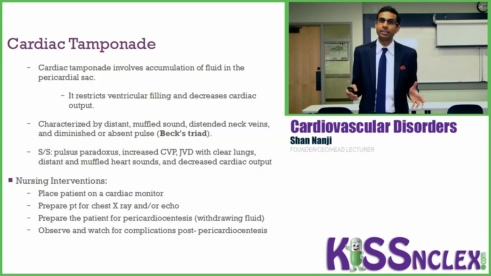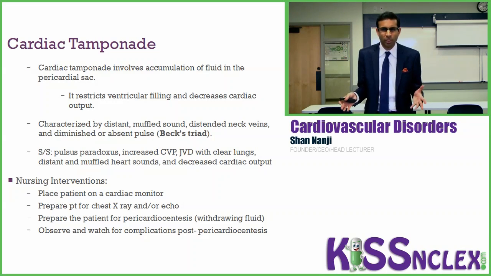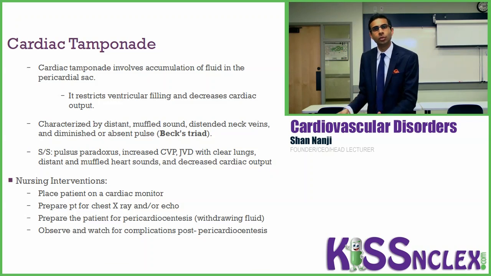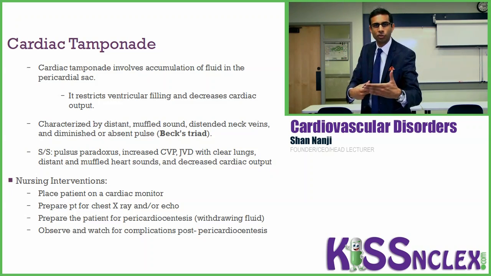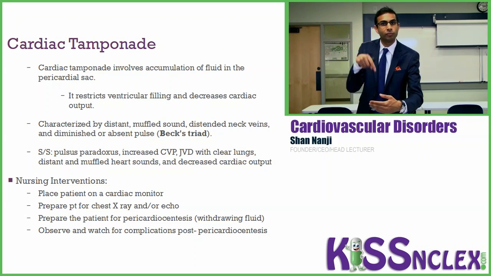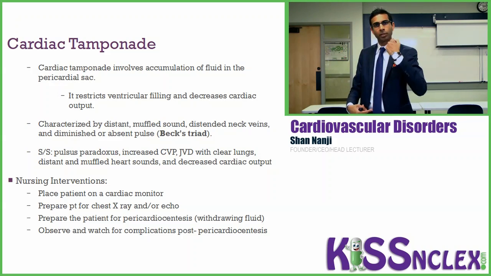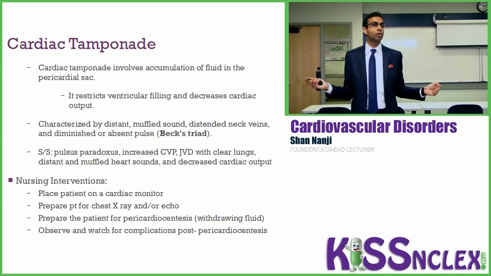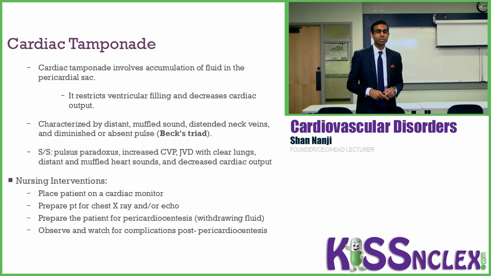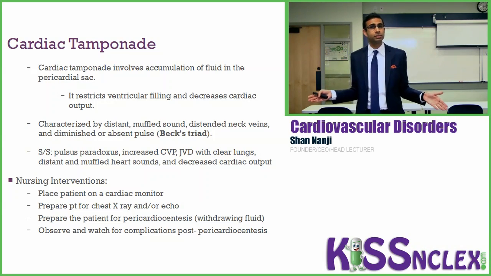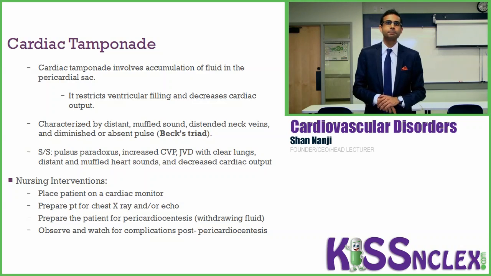And we already mentioned the distant and muffled sounds, as well as decreased cardiac output as a direct result of this inflammation of the pericardial sac preventing filling of that ventricle, right? So the ventricle doesn't fill up and cardiac output therefore is decreased. What's normal cardiac output? 4 to 8 liters a minute. How do you calculate cardiac output? Stroke volume times heart rate.